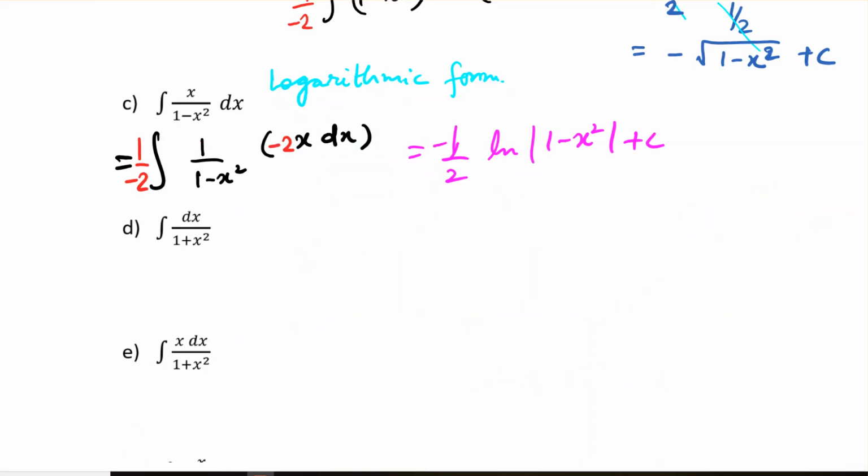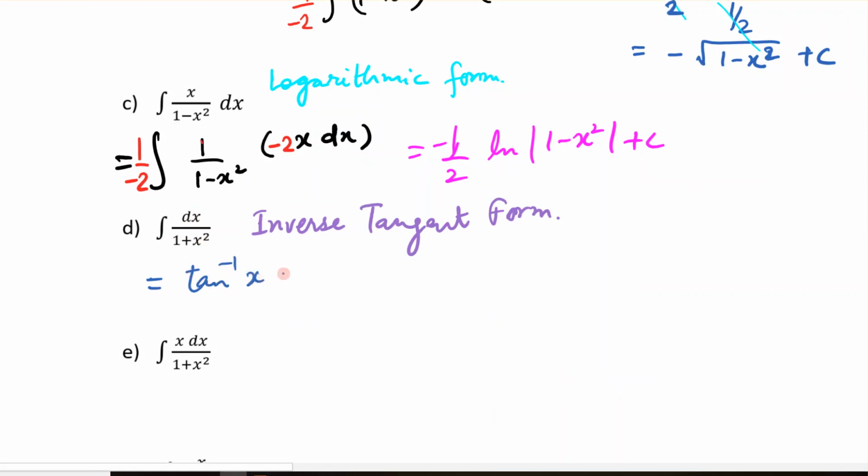So in the next one we have the integral of dx over 1 plus x squared. We can just recognize that this is the inverse tangent form. And in this case, the answer should be tangent inverse x plus c.